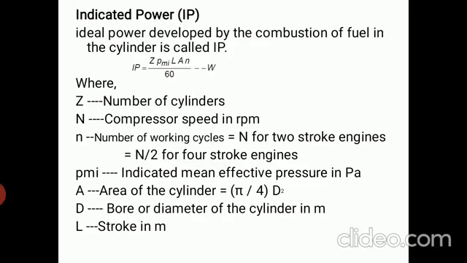Z is the number of cylinders, whether it is a single-cylinder engine or a two-cylinder or three-cylinder engine. Based on the given example, we will decide the value of Z. In some textbooks, in the denominator, you can find 60,000. That is to convert watt into kilowatt. If you need power in kilowatt, you have to substitute pressure in kilonewton per meter squared. If you need power in watt, you have to substitute pressure in newton per meter squared.